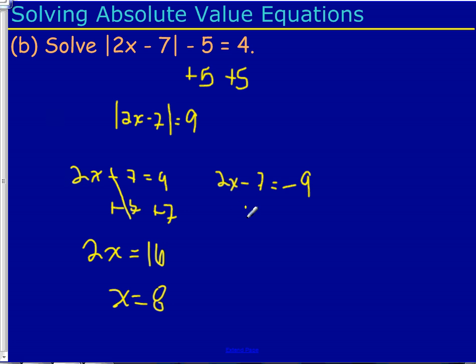All right, add 7 to both sides. So I'm going to have 2x equals -2, because -9 plus 7 is -2. Divide both sides by 2, so x is going to equal -1.